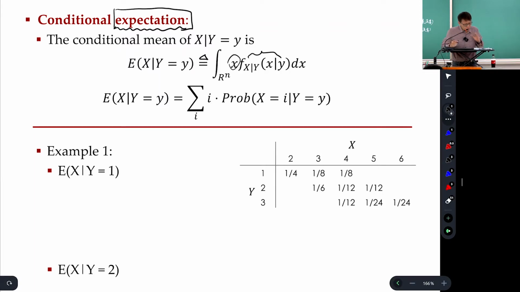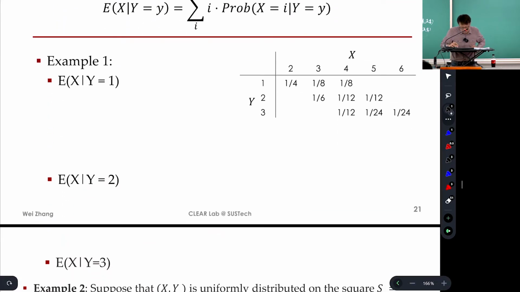Okay, let's go to examples. I think that will help you. Let's try to read this table. What does this mean? It's that X and Y are jointly distributed, okay? X and Y are jointly distributed. These are discrete random variables.